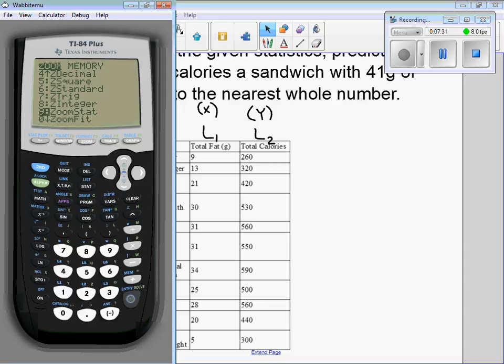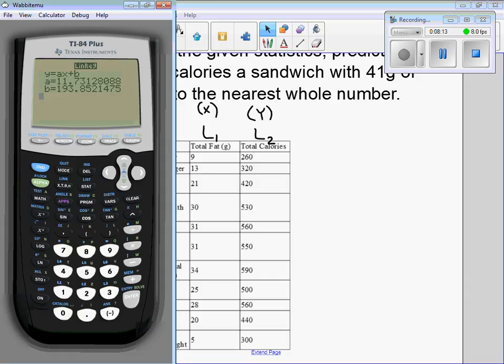Zoom stat. So we take a look at these, and for the most part, it looks pretty much like a straight line. So that's why it's linear. 2C or 2D is all about linear. All those points are pretty much in a straight line. So we go to stat, over to calc, and it's linear, so it's LinReg, number 4. And you've got list 1, list 2. Calculate, hit enter. You get y equals 11.73x plus 193.85, and that's the y-intercept.